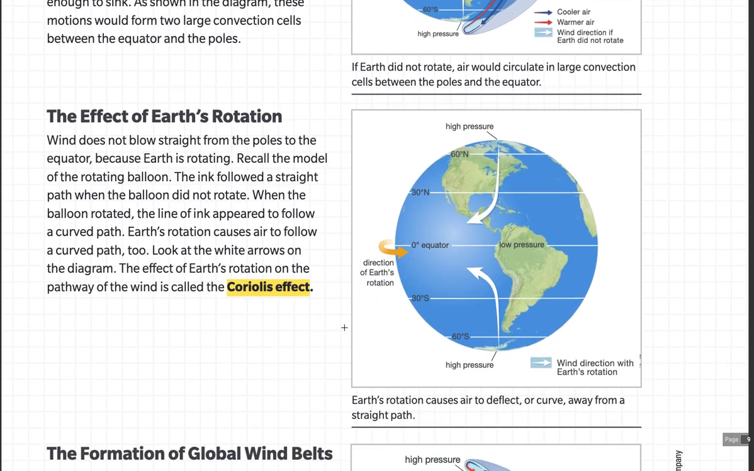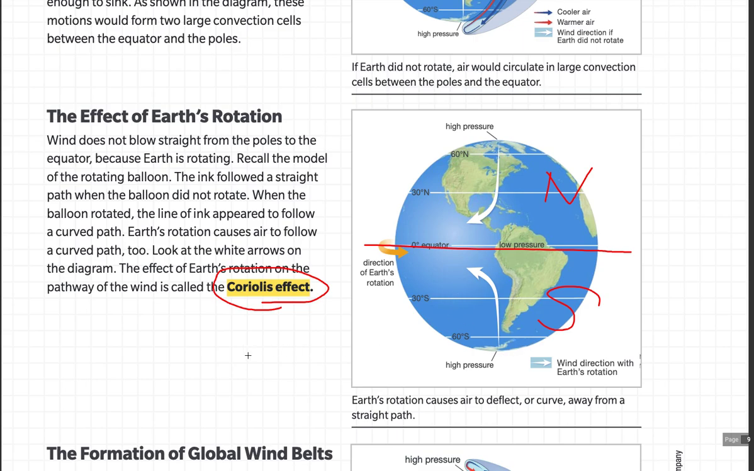Well, because the Earth is rotating, we have this effect called the Coriolis effect. You can see the Coriolis effect. This is why sometimes people talk about how if you go to the southern hemisphere, right? This is the northern hemisphere and the southern hemisphere. If you go to the southern hemisphere, the water that goes down the drains spins the opposite direction. In the northern hemisphere, water goes down the drain clockwise, and in the southern hemisphere, it goes down counterclockwise.